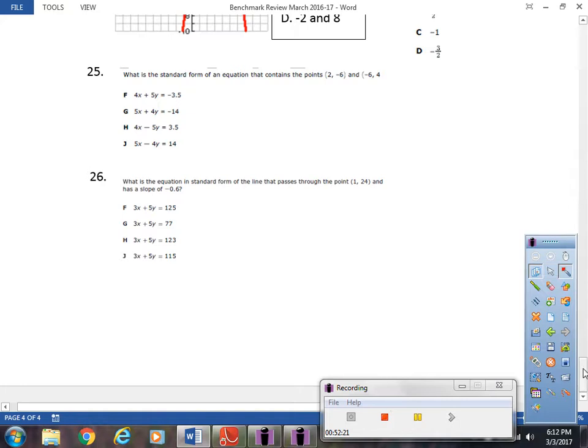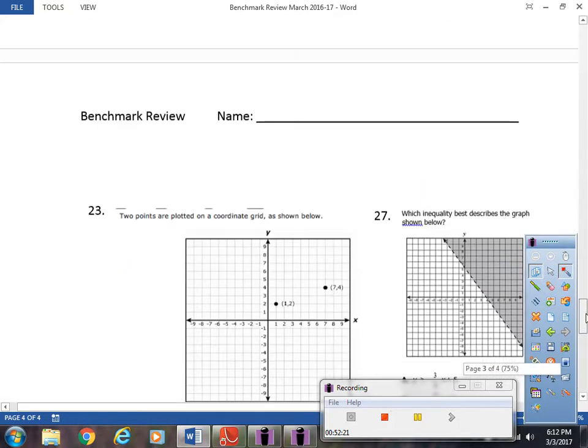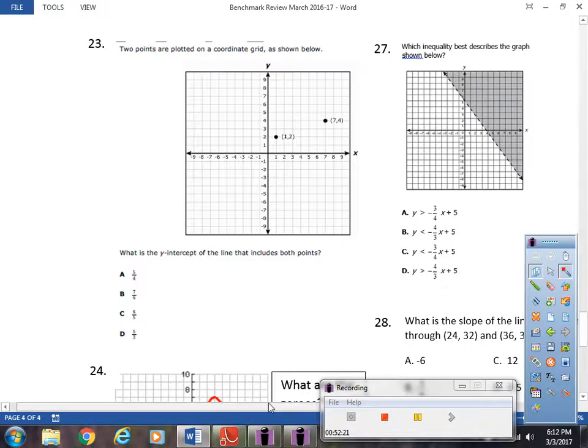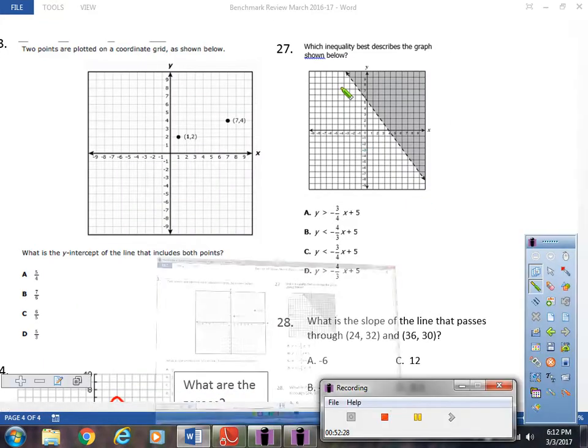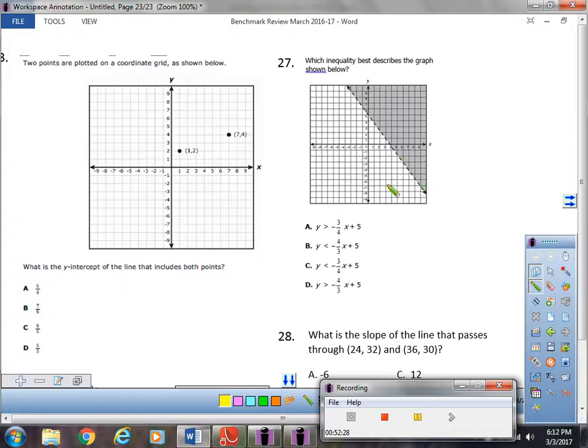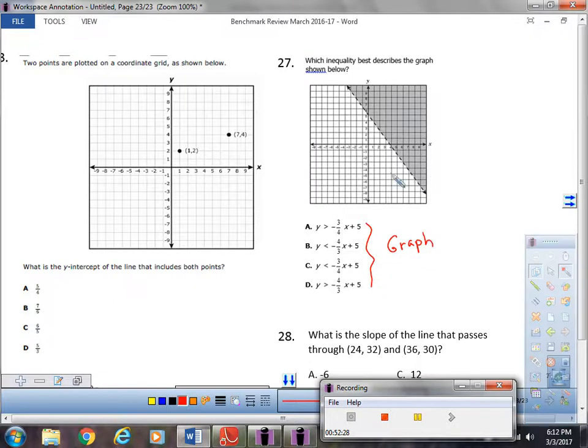Alright, let's look at number 27. It says, which inequality best describes the graph shown below? This is a simple one, you just need to graph those. Be very careful on these though. A lot of times some of you won't click on the line and you think it's solid and it's not. So make sure you graph your inequalities and that you actually click on the line, because you do want to make sure that it's dotted. You also want to make sure that your line goes through somewhere around 4 and 5, that it has a negative slope, and that the shading is above. Those are things you want to look out for.